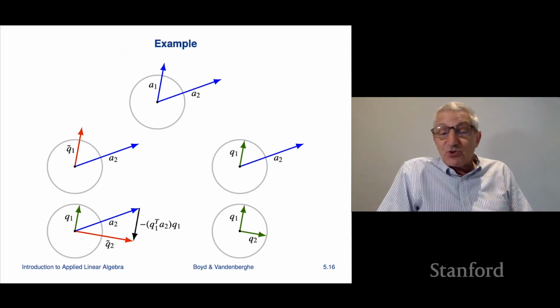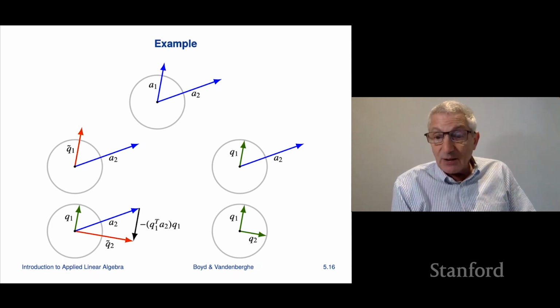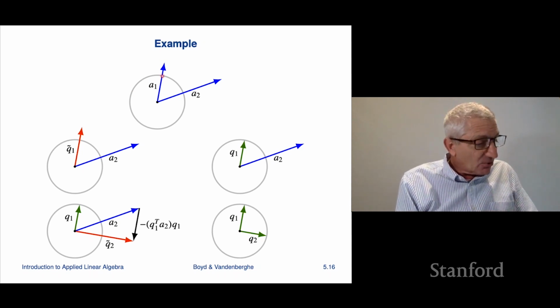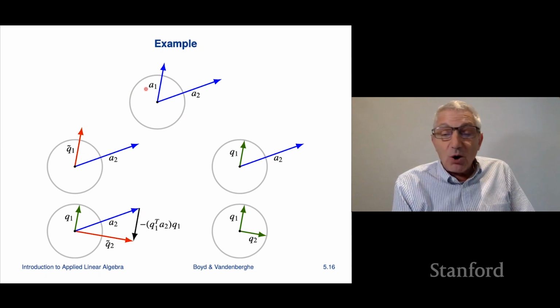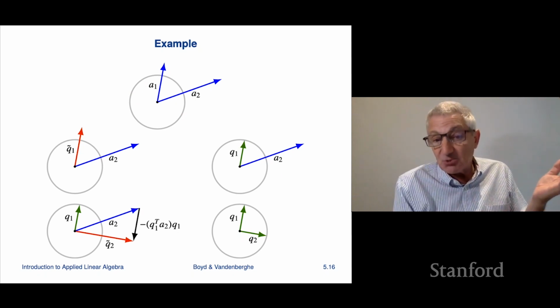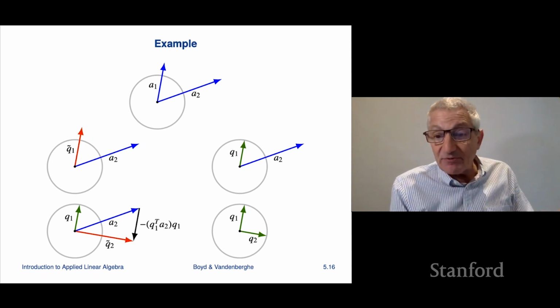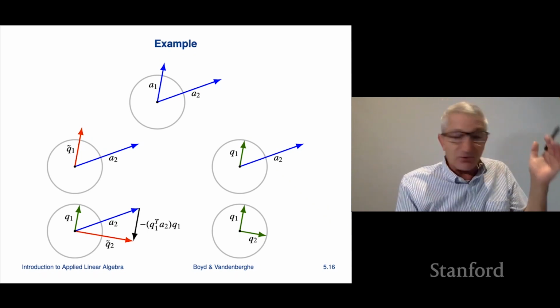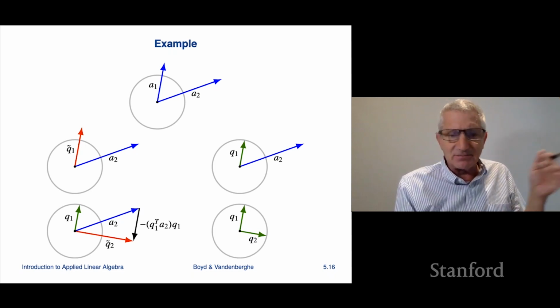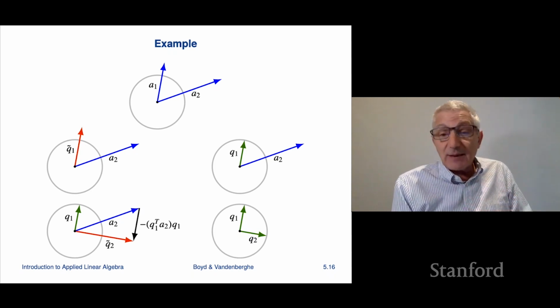Here are two vectors, A1 and A2. This gray circle is showing you all points of norm 1. So it's a circle, basically, of radius 1. Okay, and so let's see. That would tell us, for example, the norm of A1 is about 1.3. I'm making that up, but that's about it. Okay, so let's run Gram-Schmidt.